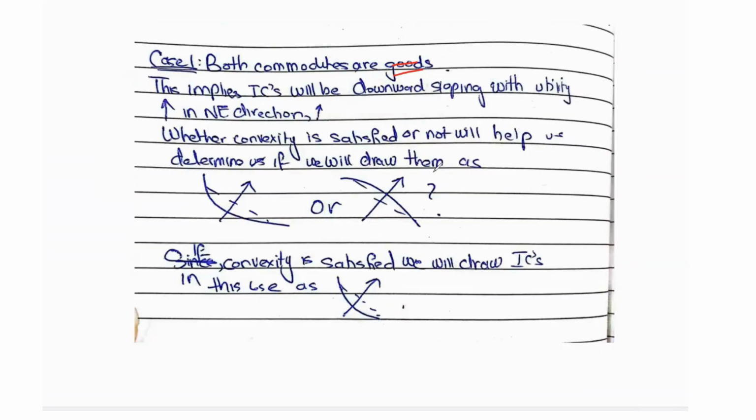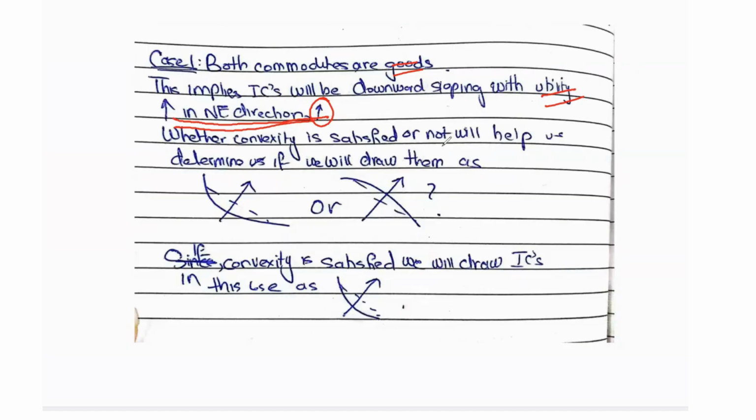We've already discussed when looking at monotonicity that when both commodities are goods, monotonicity is satisfied, and this implies the IC is downward sloping and utility increases in the northeast direction. So this is very important. We'll look at why it's important to keep in mind in which direction utility increases. Whether convexity is satisfied or not will help us determine the shape.